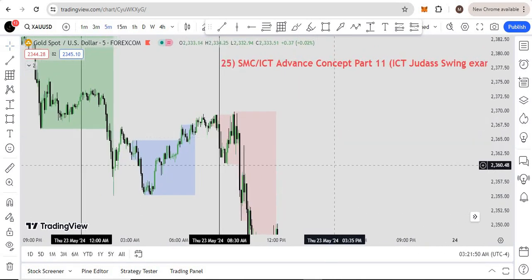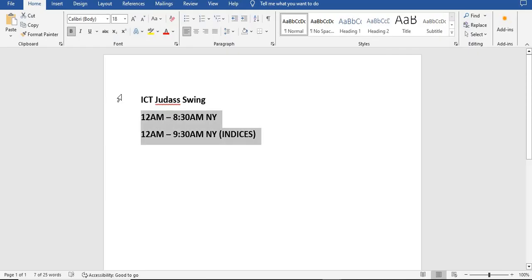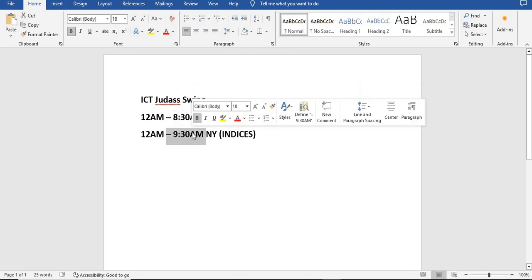Basically, I explained the Judas Swing time frames for Forex and commodities: 12 a.m. New York time at the midnight open until 8:30 a.m. New York time. For indices, it's 9:30 a.m. New York time. The liquidity grab can happen before 8:30 or after 8:30, and for indices before 9:30 or after 9:30. But your entry should be after 8:30, and for indices after 9:30.